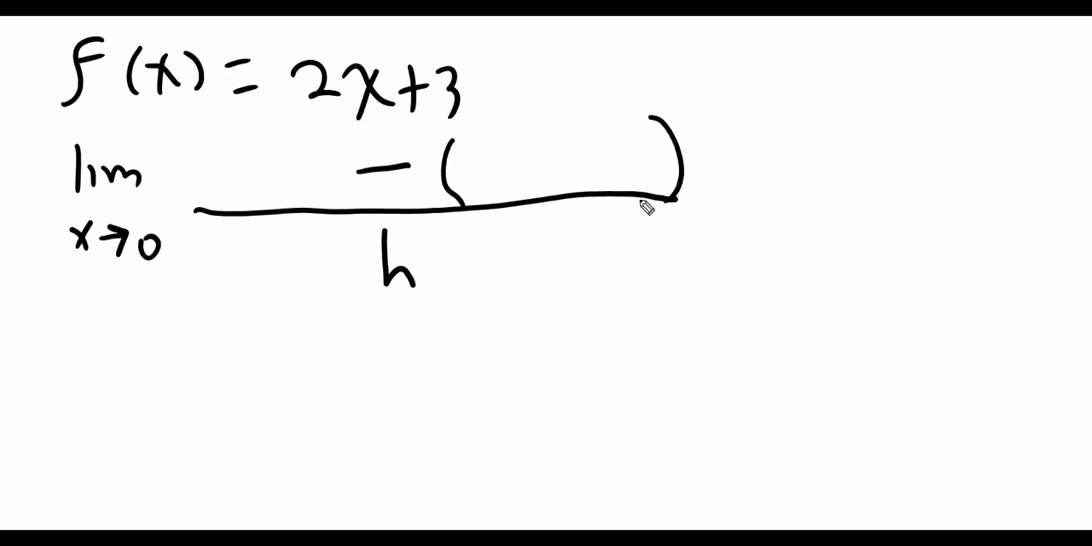May I suggest putting it in parentheses? The formula itself is asking for f of x in there, so I'm going to put f of x, which in this case is 2x plus 3. However, in the beginning part of the numerator, it says f of x plus h. So what this is asking you to do is wherever you have an x in the original problem, you're going to substitute that with x plus h. So what we have now is 2 times, and plus 3, but it's not an x, it's an x plus h.